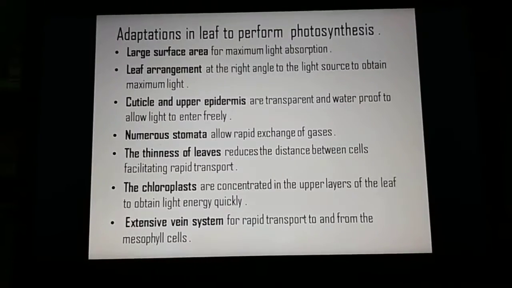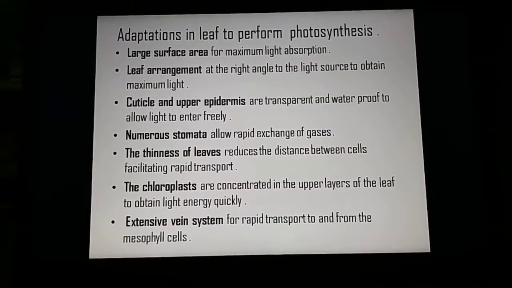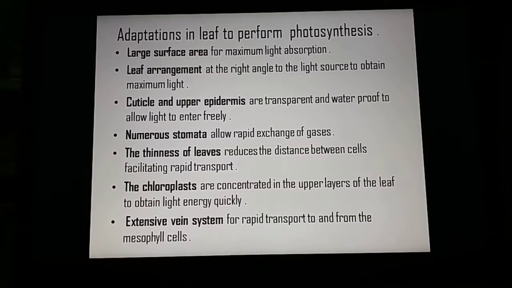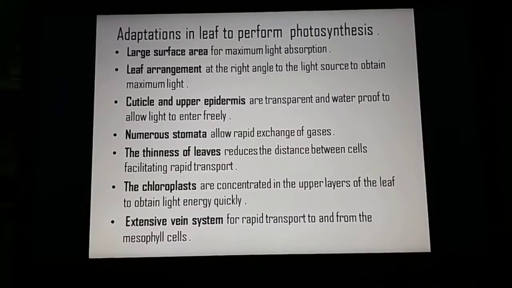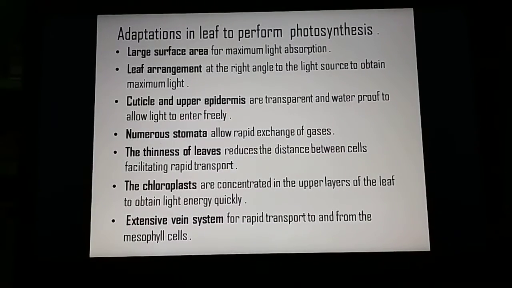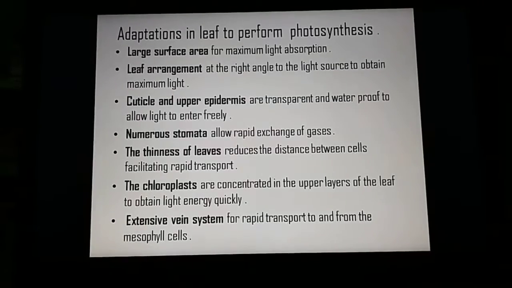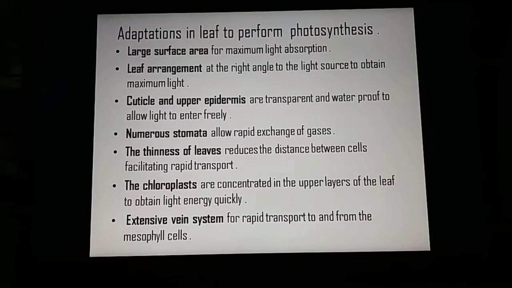Now, adaptations in the leaf to perform photosynthesis. The first one is larger surface area for maximum light absorption. Narrowing of leaves in certain plants is to minimize transpiration in order to conserve water, as in oleander and pine. Second is leaf arrangement at the right angle to the light source to obtain maximum light. Cuticle and upper epidermis are transparent and waterproof to allow light to enter freely.